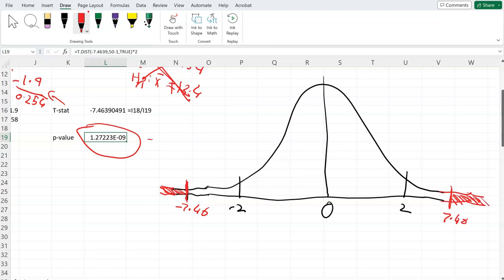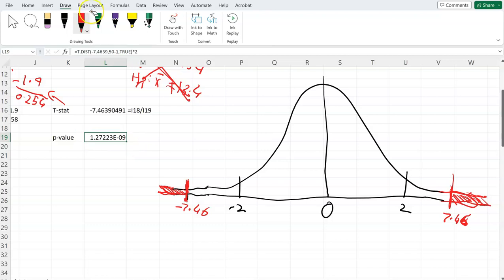So it is also the probability to the right of 7.46. So this p-value is basically finding the probability to the left of -7.46, and since it is symmetric, we multiplied by 2 to find the probability to the right of 7.46. So that's another way of finding it.